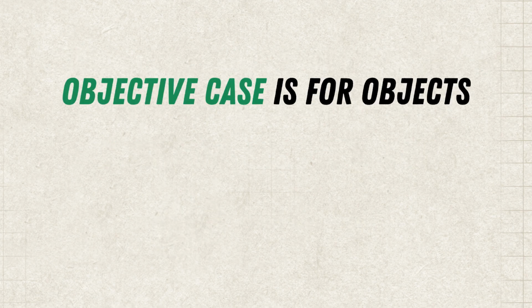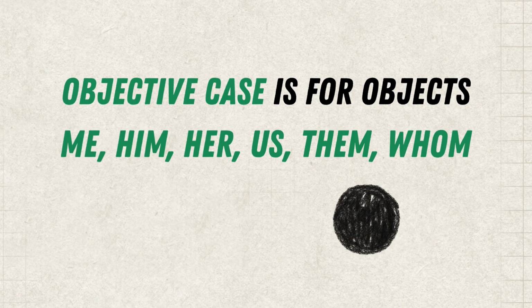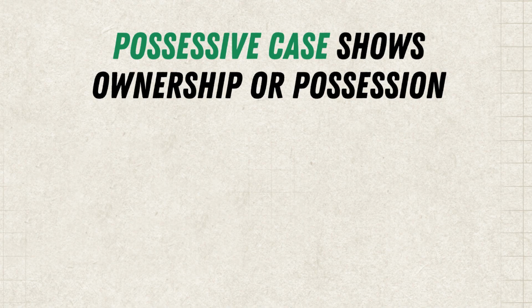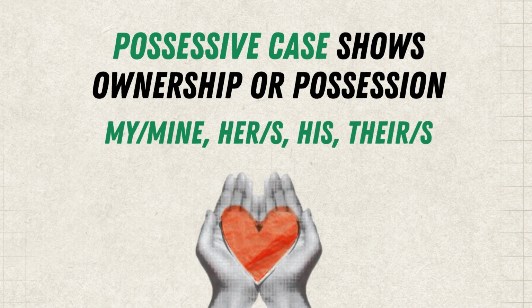Objective case, including forms such as me, him, her, us, them, and whom, which we use for direct objects, indirect objects, and objects of prepositions, and possessive case, including forms such as my and mine, and her and hers, which we use to signal ownership.